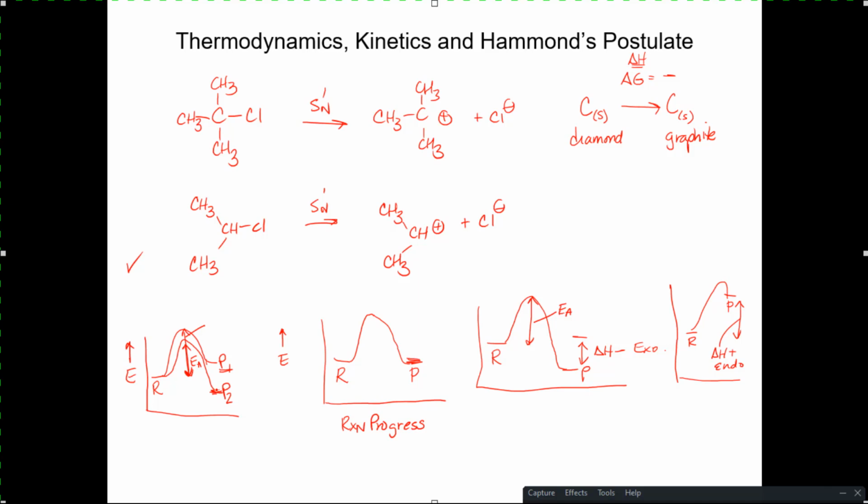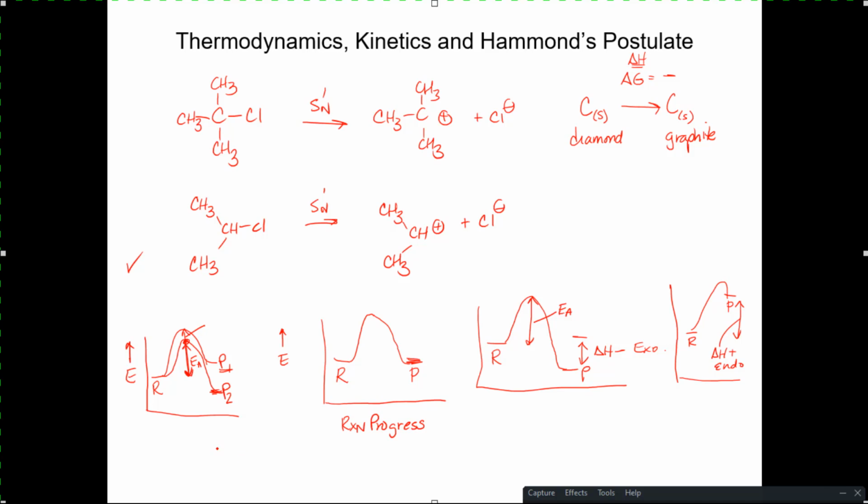the product. Now, what Hammond talked about was the idea that when you have a more stable product, the position of the transition state actually moves in one direction or the other, and the transition state looks more like the reactant or more like the product. That's what Hammond talked about. But in this case, we're going to interpret this as the more stable the product, the lower the activation energy.